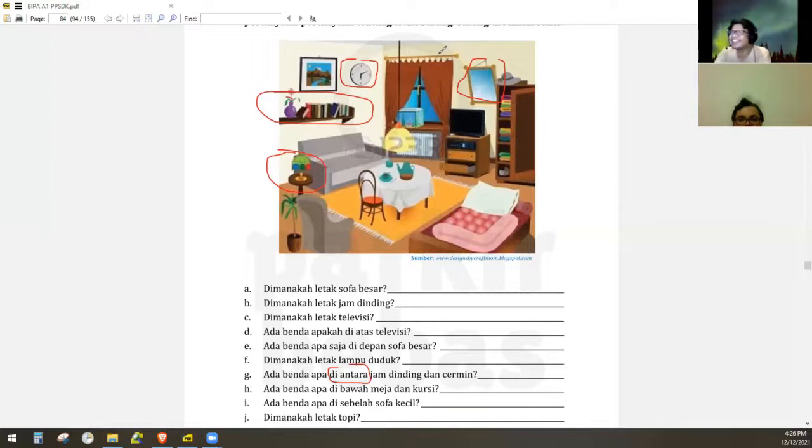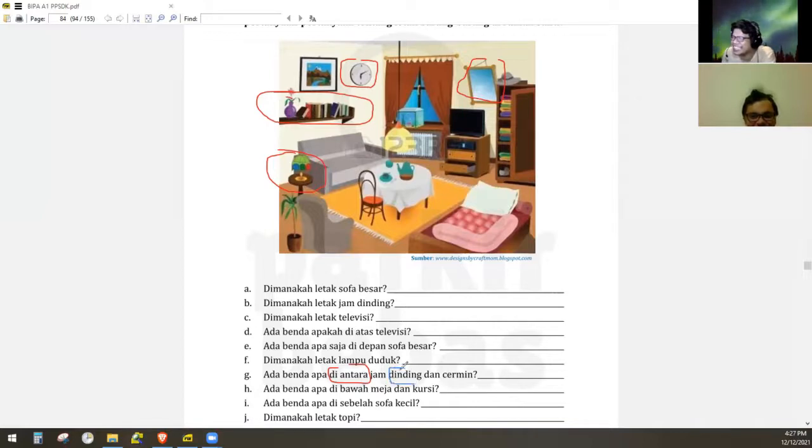tirai. Yes, correct. Tirai or garden? We say garden. Is garden also the English word? No, I've not heard it. Curtains. Oh, curtains, yeah. But in Indonesian it's like garden, so I don't know. Curtain, garden, or tirai. Tirai. Yes. So you can say: Di antara jam dinding dan cermin ada jendela dan tirai. Can you repeat that? Di antara jam dinding dan cermin ada tirai dan jendela.